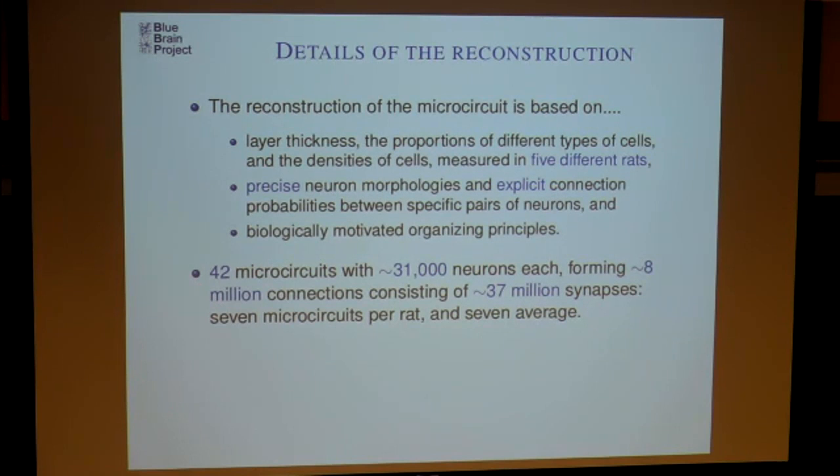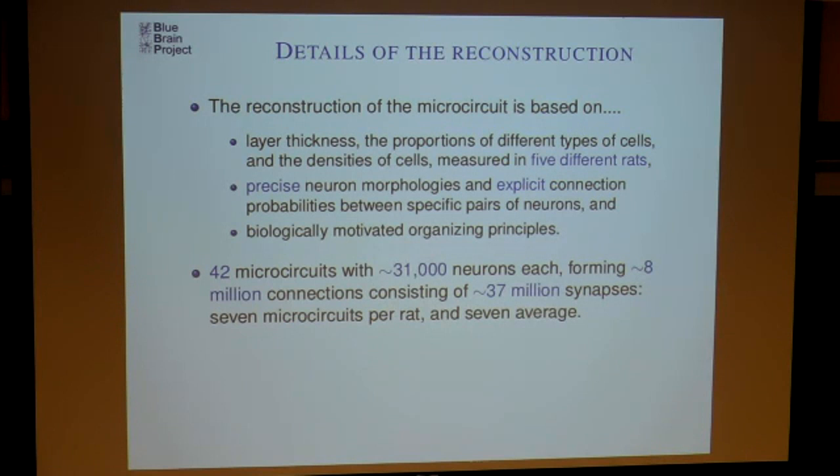Each one has roughly 31,000 neurons, and it's relatively sparsely connected. There are only 8 million connections among these 31,000 neurons. So it's less than 1% connectivity. And as you see here, I wrote roughly 8 million connections consisting of roughly 37 million synapses. So the synapses are these touch points between axons and dendrites. But the point is, to have a reliable connection, one that you expect to be able to transmit a signal from one neuron to another, you actually need several synapses. So a secure connection between two neurons is usually made up of on the order of 5 or 6 synapses at the least. And so that's what they constructed using IBM supercomputers.